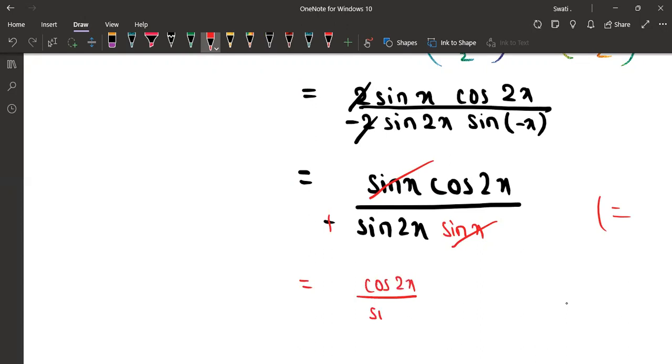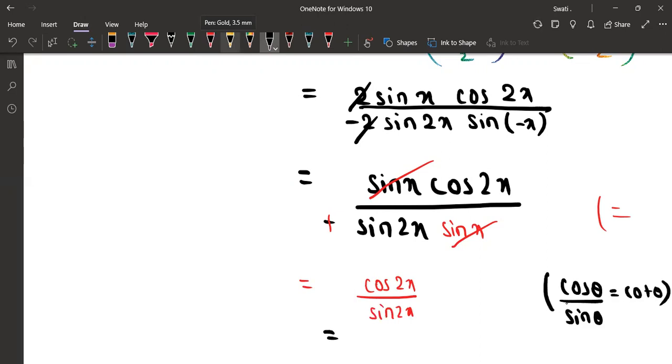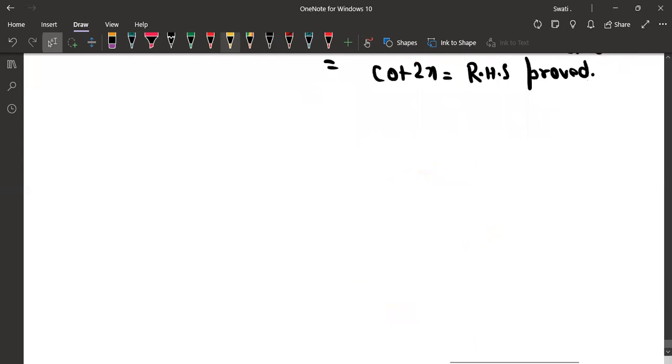We know a very famous formula between cos and sine, and that is cos theta upon sine theta. It is cot theta. So cos theta upon sine theta, the formula is cot theta. That means cos 2x upon sine 2x will become cot 2x. And you can see that this is nothing but our RHS. Hence proved. Okay, now we can go to the next question. So next is again a proof question only. So let's do that question. So this is the next question.